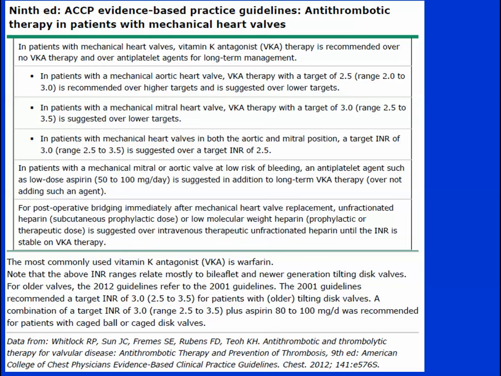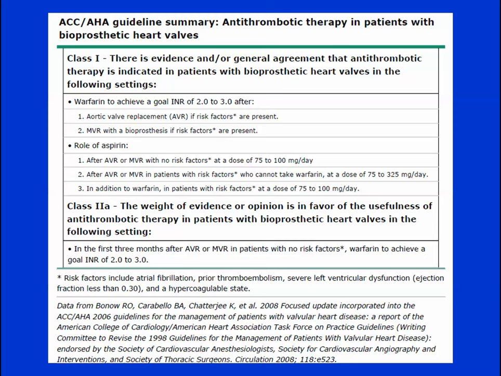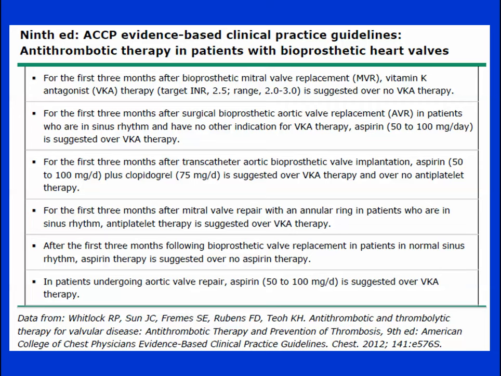These are the recommendations from the American College of Physicians for patients with mechanical heart valves. And these are the ACC recommendations for patients with bioprosthetic heart valves, and the ACCP guidelines for patients with bioprosthetic heart valves.